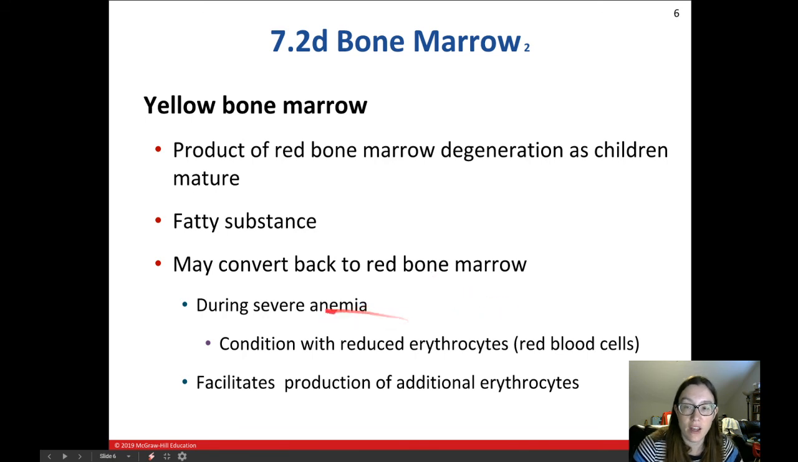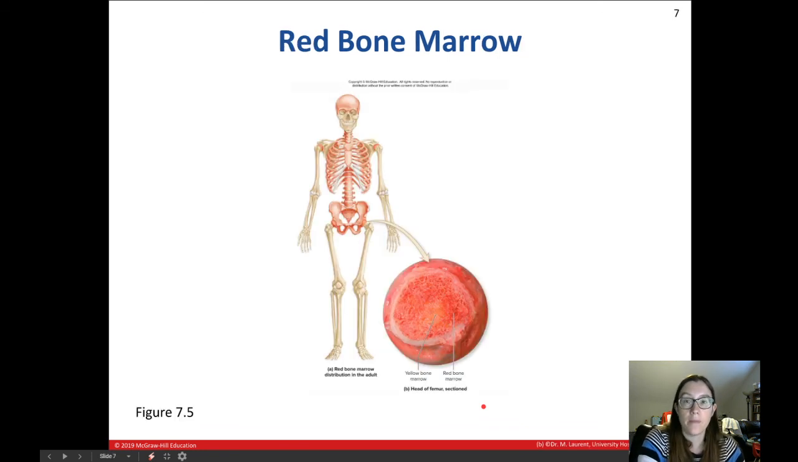So anemia is a term that basically means you don't have enough red blood cells. And so if we don't have enough red blood cells, well, maybe we need more red bone marrow to make more. So during a really severe anemia where we really don't have enough blood cells over a long period of time, this would be a chronic change. It's not something that will happen in a day or two, or if you're bleeding out. But over a long period of time, we may have some yellow bone marrow that converts back to red bone marrow to help produce additional red blood cells. But as we said, this doesn't happen quickly.